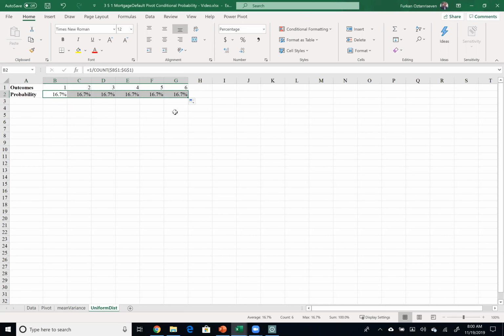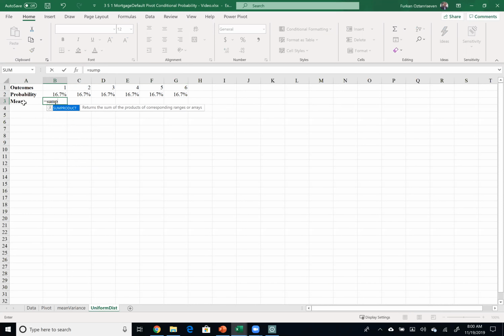Okay, for any outcome, we can calculate the average or mean or expected value, they are the same thing, by multiplying the probabilities with their corresponding outcomes and adding them up, which we do using SUMPRODUCT in Excel. Outcomes times their corresponding probabilities and add them up, which is 3.5. That means that if I play this game long enough and record all the outcomes and average them out, it should end up at 3.5.